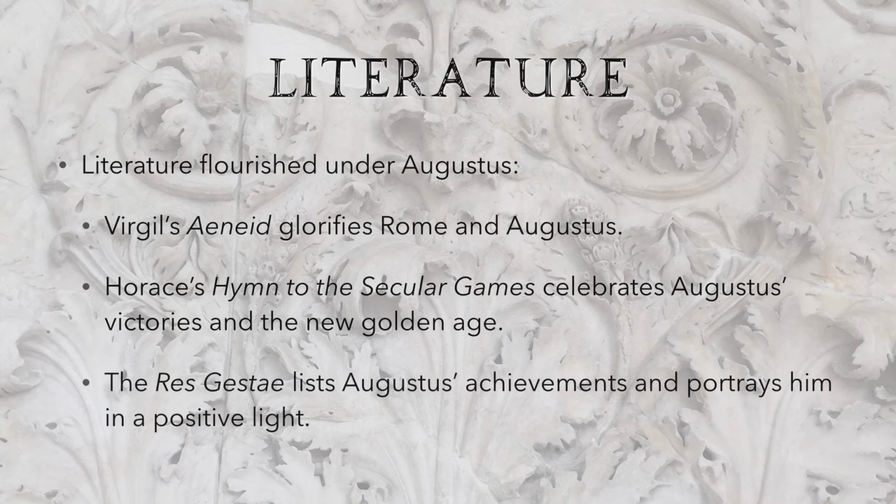And finally, the Res Gestae, written by Augustus himself, is the ultimate form of Augustan literary propaganda. So it listed his achievements, and it was placed as an inscription around the empire, and he portrays himself in the best light, emphasizing his successes and leaving out undesirable information, such as the proscriptions.